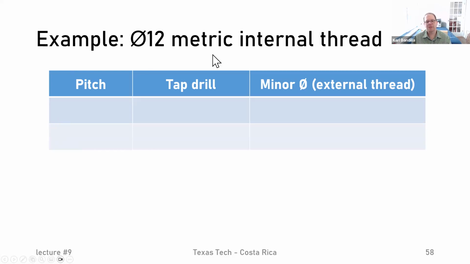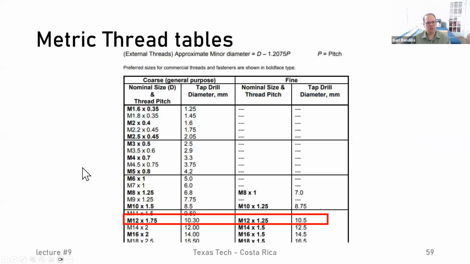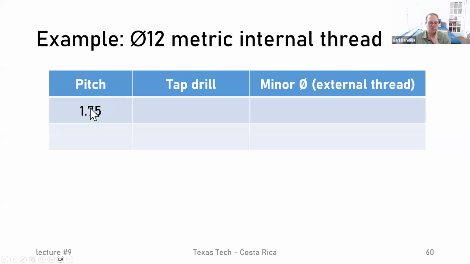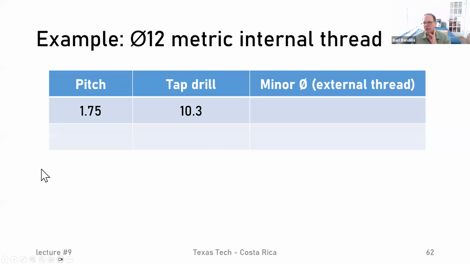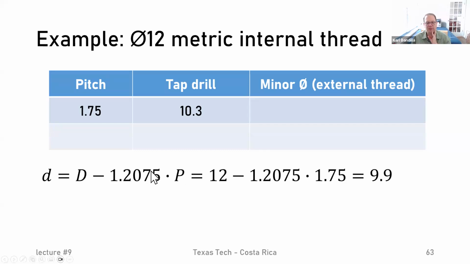So let's do an example, right? So if we're given a diameter of 12 metric internal thread, right, then what do we do? Well, we know we have to go to our table. We said at 12, right? So M for metric 12, we have two options. We can be coarse, we have a pitch of 1.75, or we have a fine one which has a pitch of 1.25. Right, so we start with the first one, with the coarse one, right? Then we know 1.75. We can go back in, we can see that the tap drill in this case would be at 10.3 millimeters.